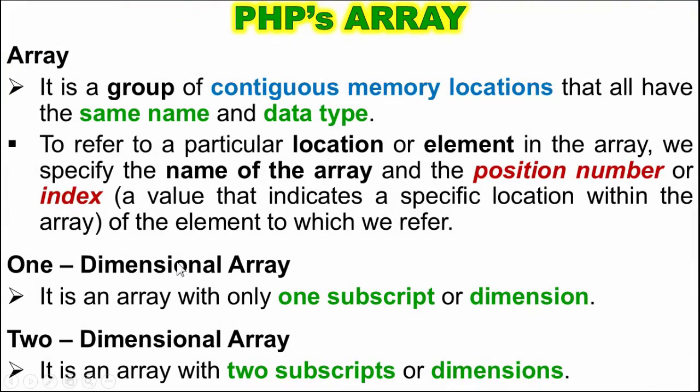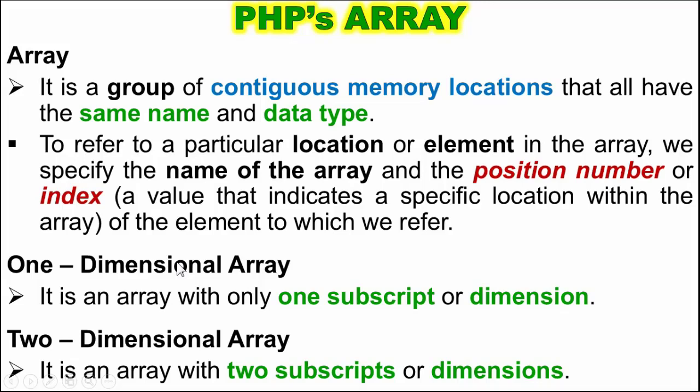Let us learn arrays in the PHP programming language. An array is a group of contiguous memory locations that all have the same name and data type. To refer to a particular location or element in the array, we specify the name of the array and the position number or index, a value that indicates a specific location within the array of the element to which we refer.